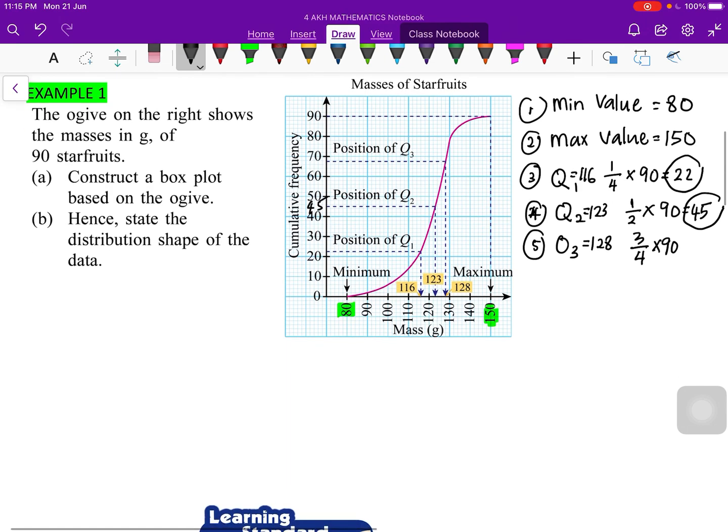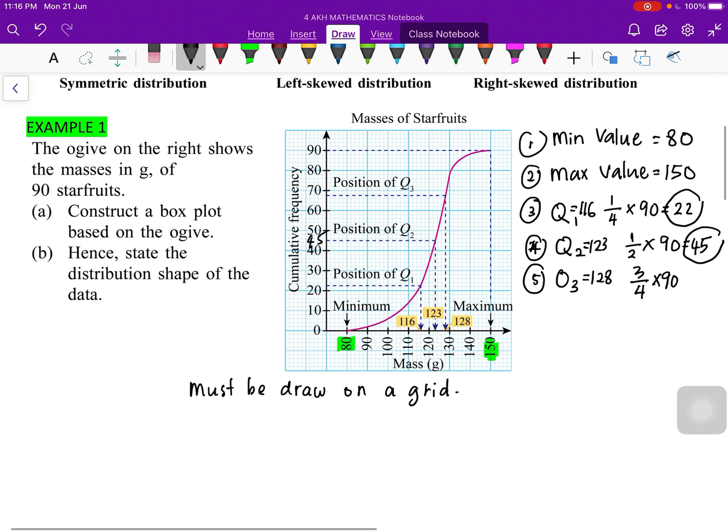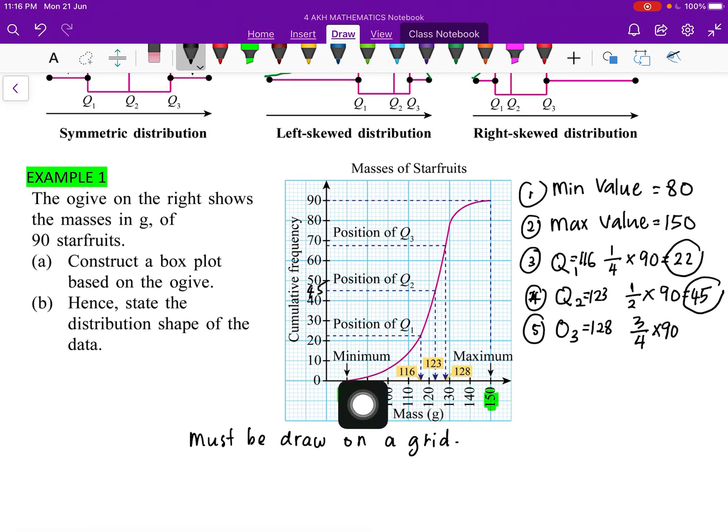Okay, so with these values, kita akan construct kita punya box plot. So box plot must be drawn on a grid, not exactly Cartesian plane, so that we can see macam mana dia punya distribution. Okay, so saya nak buat satu shortcut. I'm gonna draw my box dekat sini, atas ni. Okay, so I know already minimum value here. So teacher akan lukis di sini.